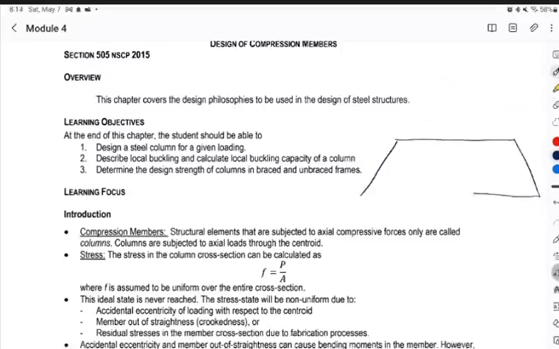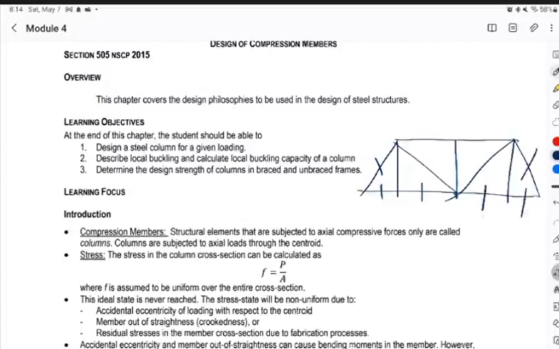we check the member forces in trusses. Some of the members are in tension, usually these ones. And usually the top chords, these top chords, are in compression.